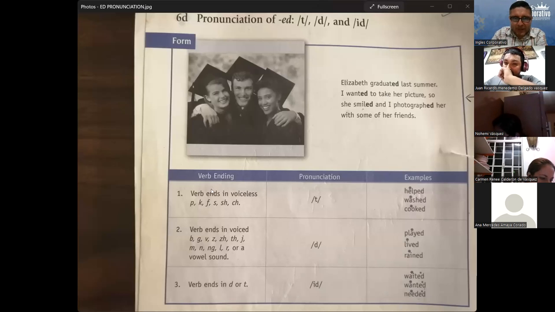Can you see my document? The one I was sharing at the beginning? Yes, teacher. So, number one. If the verb ends in any of those six endings, P, K, F, S, SH, or CH, this ED at the end will sound like a T. So you will no longer say helped, washed, cooked with a D sound, but helped, washed, and cooked. That is the first sound.